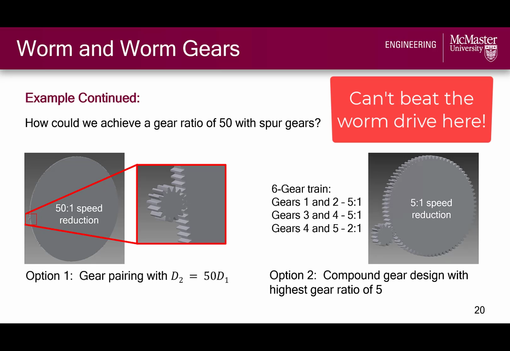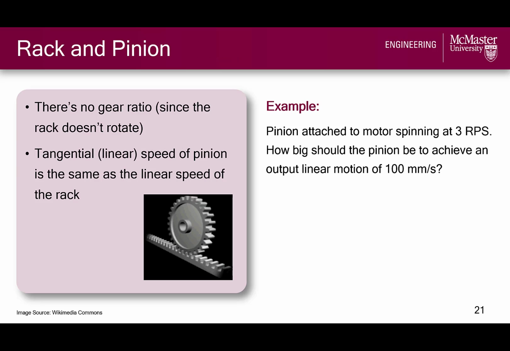The last gear type we'll consider in this video is the rack and pinion, which converts rotational motion of the pinion into linear motion of the rack. In this case, there is no gear ratio since the rack doesn't rotate, but we can calculate the linear output speed of the rack by equating it to the tangential linear speed of the pinion.